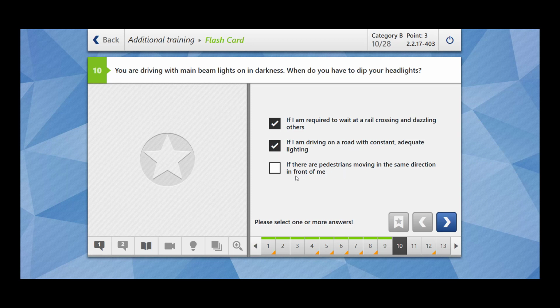If there are pedestrians moving in the same direction in front of me, then you are not required to turn off your main beams. Why? Because the pedestrians have their backs towards your vehicle, so you're not causing any dazzling effect to the pedestrians.